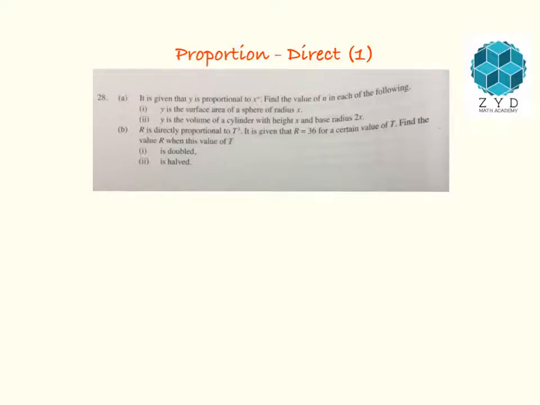Okay, I will show you how simple this question is done. Firstly, we have to write down the main statement. The main statement is y is proportional to x to the power of n. We must have this, and this must be followed by y equals kx to the power of n.